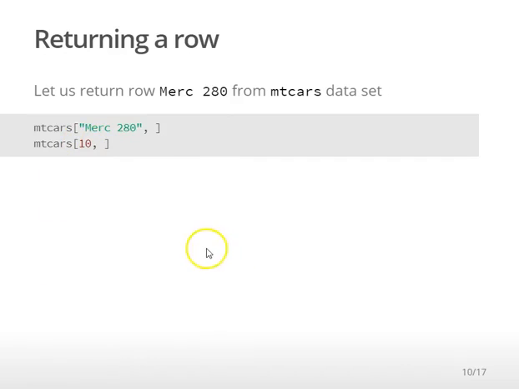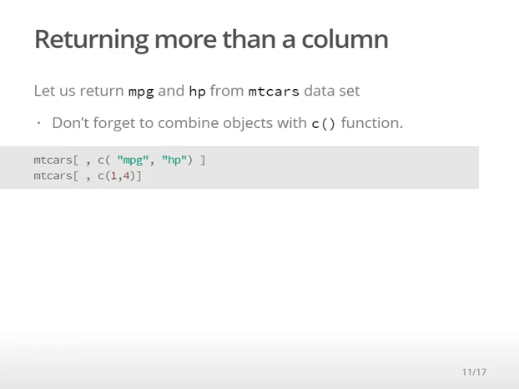Another example of returning a single row can be returning the row which is called Merc 280. This row is row number 10. It can be returned by mtcars, the name of the row, and all of the columns because it's empty after the comma. Or mtcars, return row number 10 and all of the columns because it is empty after the comma.